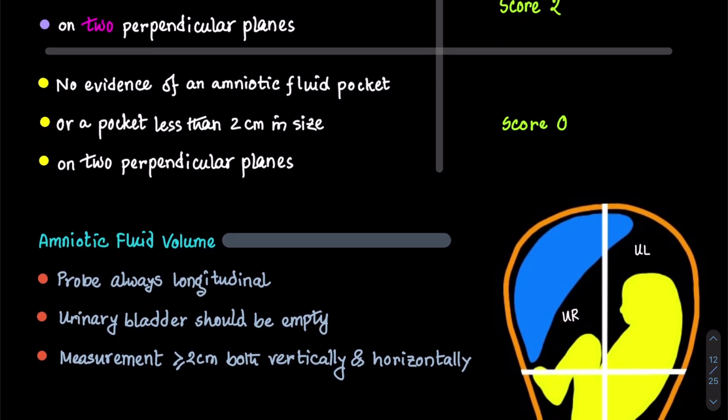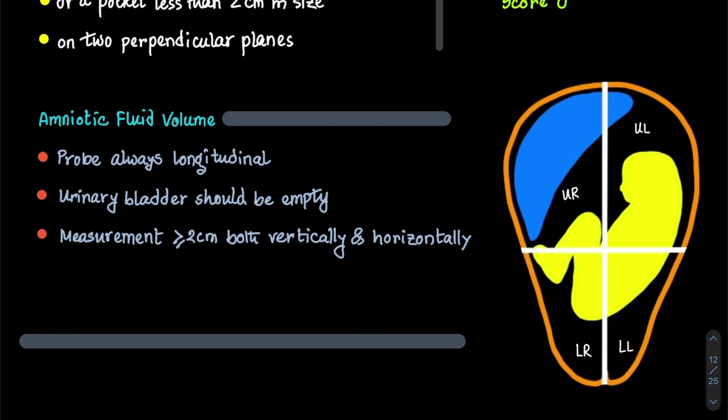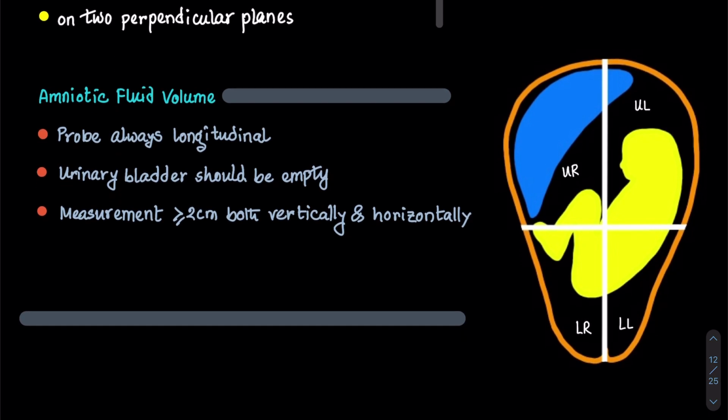Let's discuss it more. To see the amniotic fluid, always keep your probe longitudinal. Never press over the mother's abdomen, just touch gently with your probe. And make sure the bladder is empty. For AFI, we search for 4 pockets within 4 quadrants and take a summation of the vertical measurements of those pockets in centimeter, excluding fetal parts and cord.